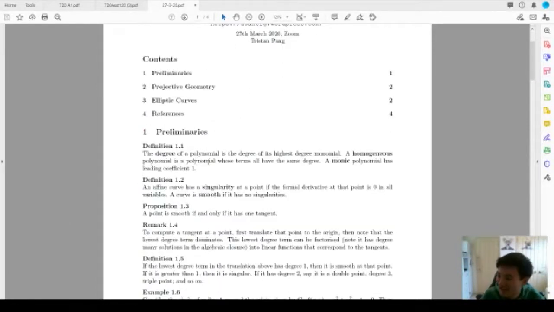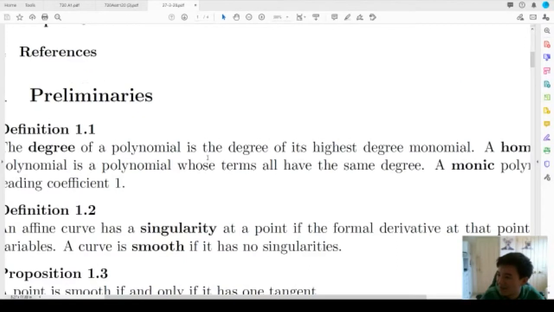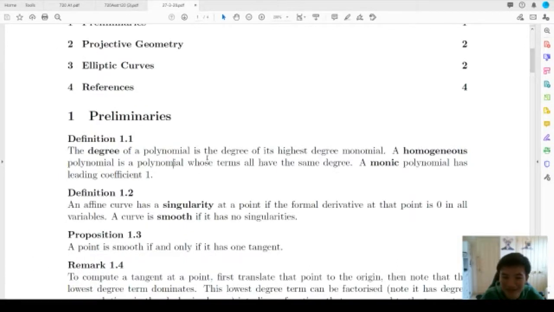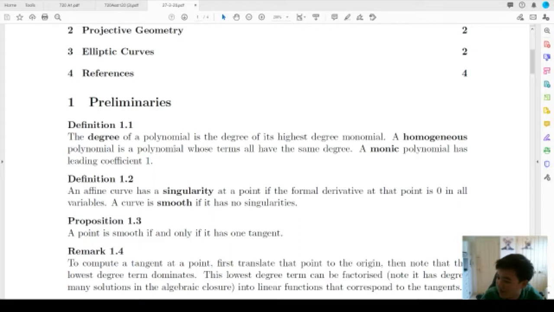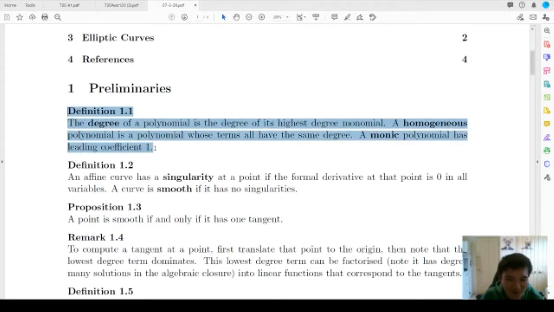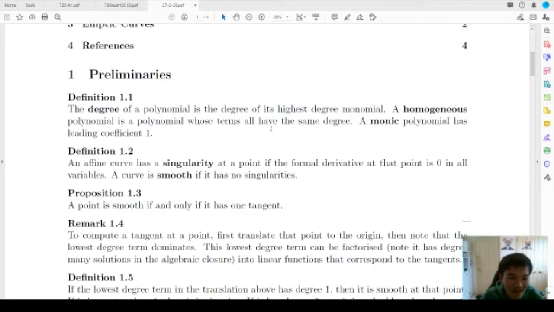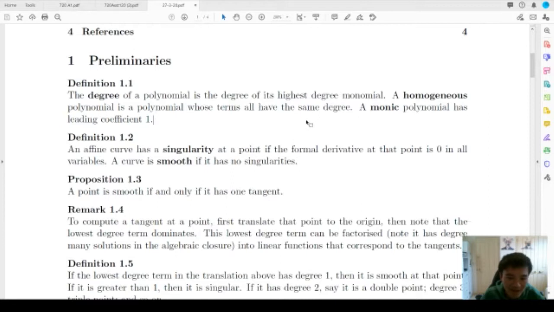If everyone just maximizes my webcam, you see the notes on screen there, or just look on the PDF file I've sent you. So first of all, definition 1.1 is stuff I always forget. Well, I remember what the degree is. The degree of a polynomial is the highest degree of all the monomials, and a homogeneous polynomial has degrees all the same, so all the terms have the same degree.